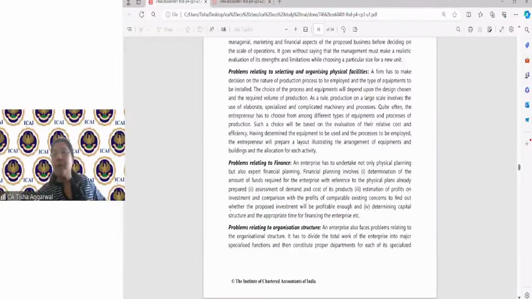Now, another problem that comes is this: which type of equipment should be there? What should be the process of production? What should be the layout of my building? What should be the layout of my equipments? That is another problem. Problem relating to finance.